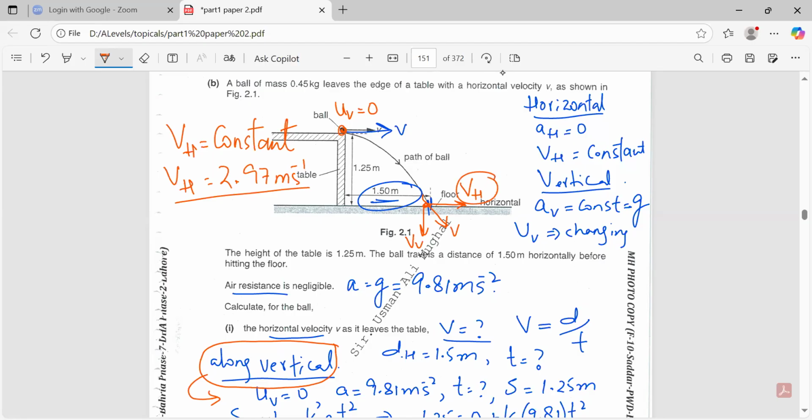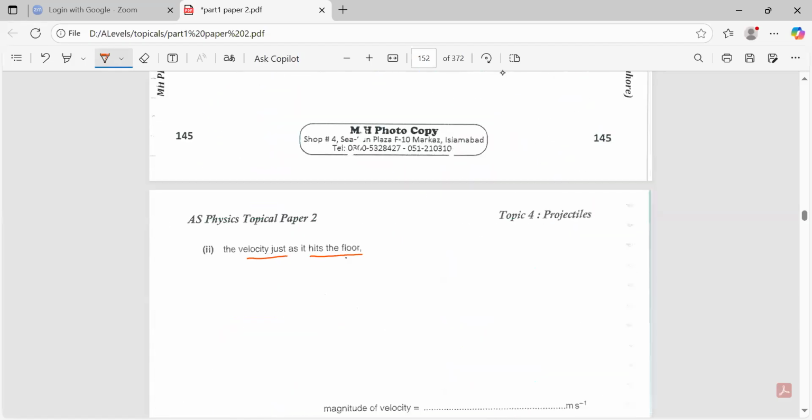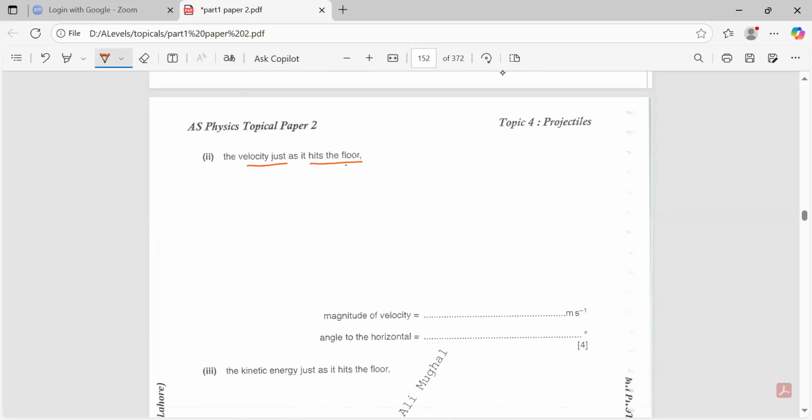Now, the main task is to find the final vertical velocity of the ball just before hitting the ground. So let's see how we are going to solve it. We need to find the vertical component, so we are going to discuss the motion along the vertical dimension. We know the initial vertical velocity is zero, and we need to find the final vertical velocity.